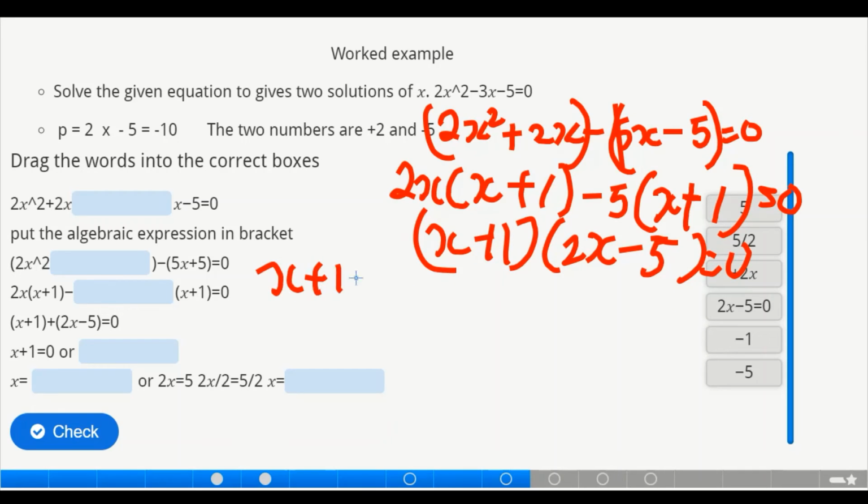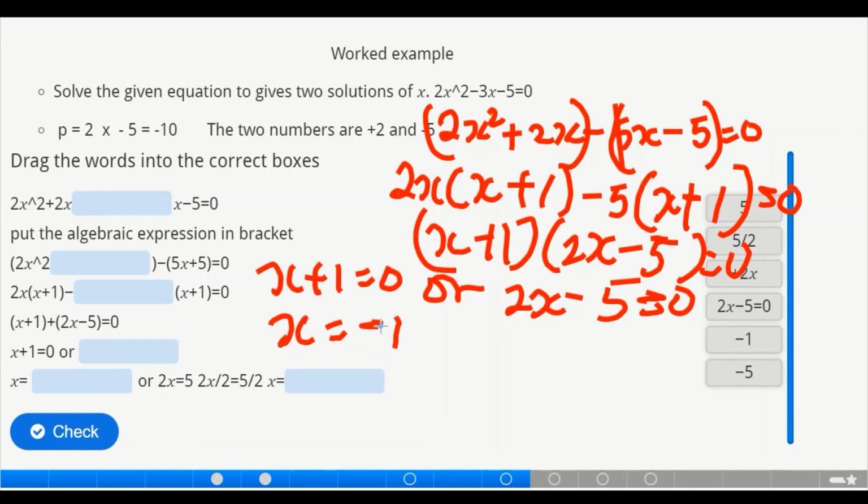So we have x plus 1 equals 0 or 2x minus 5 equals 0. So x plus 1 equals 0. What is going to be the value of x? By the time plus 1 crosses to the other side, it changes to minus. 0 minus 1 will give us what? Minus 1. So x here is going to be minus 1.